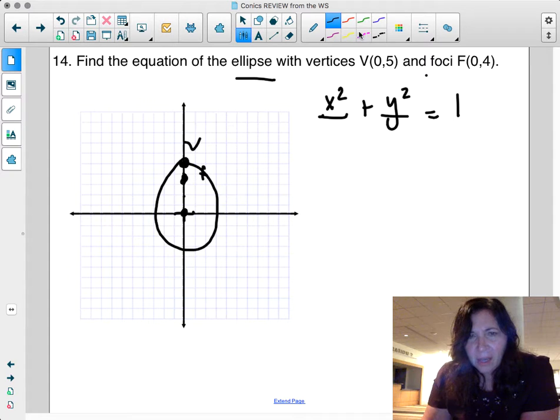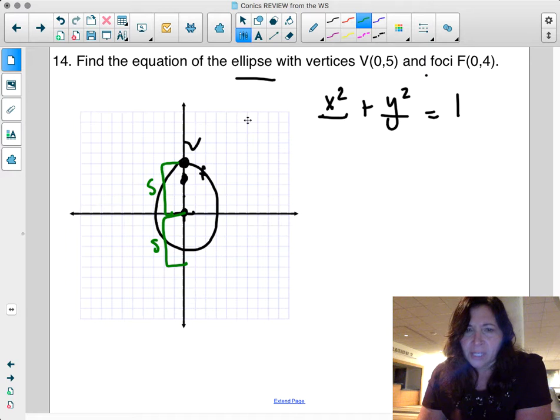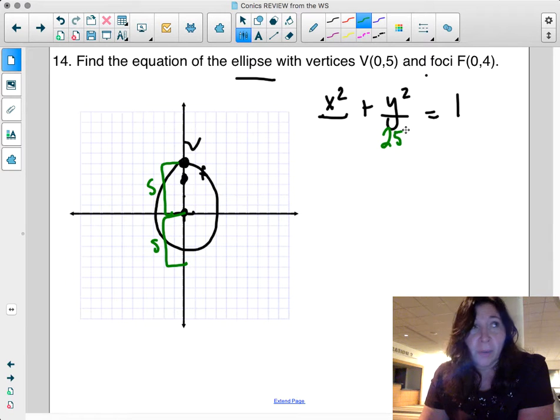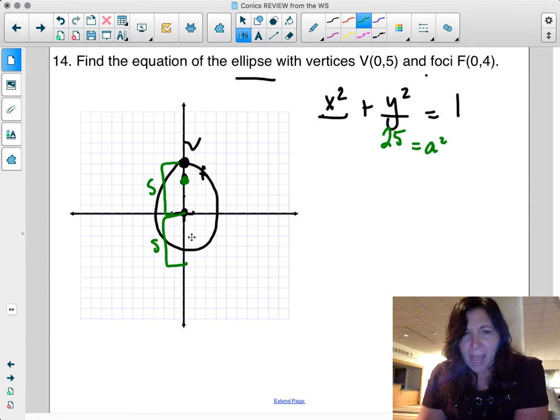Now, because this distance from here to here is 5, and this distance would also be 5 right here for my ellipse, that means that in the y direction, this would need to be a 25 here. In the x direction, I don't know what that value is. I do know that this value here is my a value. The reason I know that is because my focus points are always on the same axis as my vertices, which would then be my major axis.